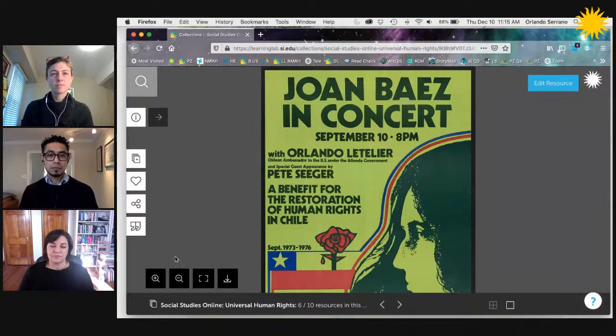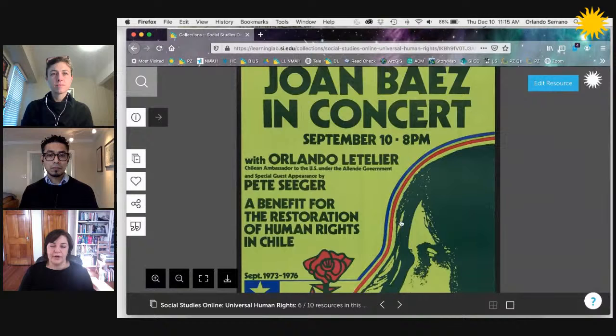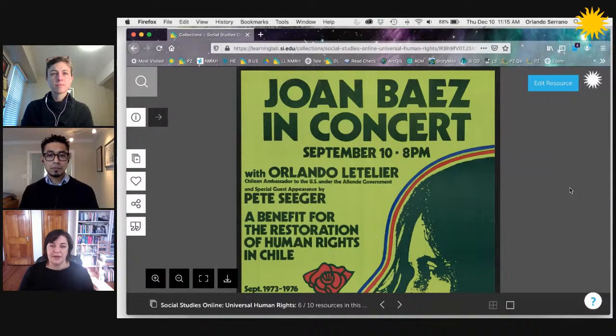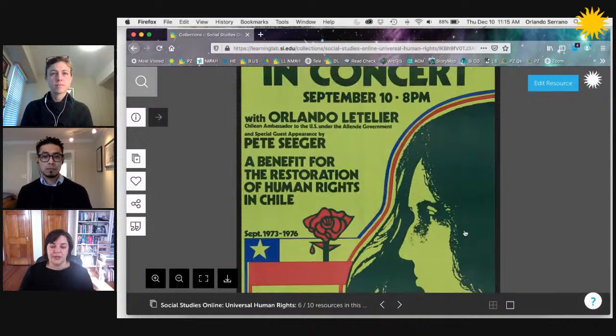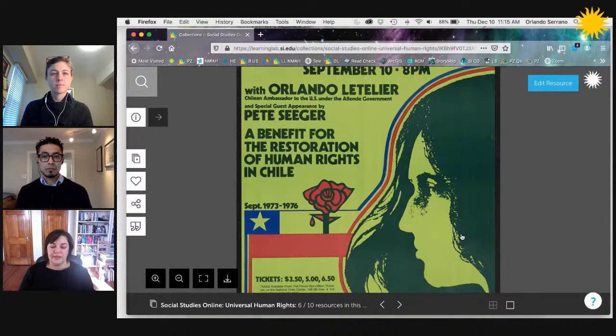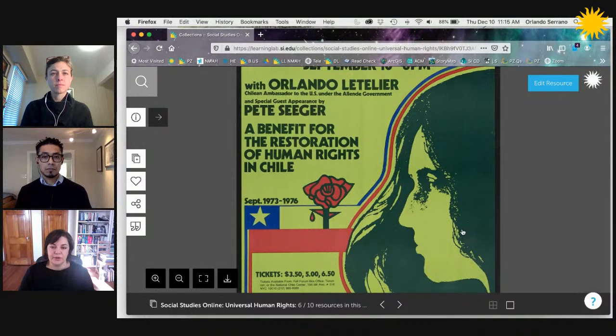in a protest concert to raise awareness about human rights violations in the country of Chile in South America. For those who may not know, in 1973, there was a coup d'etat in Chile that overthrew a democratically elected government. And there were a lot of human rights violations that took place during that process. People were killed. People no longer had the right to free speech. Their votes were not processed equally.